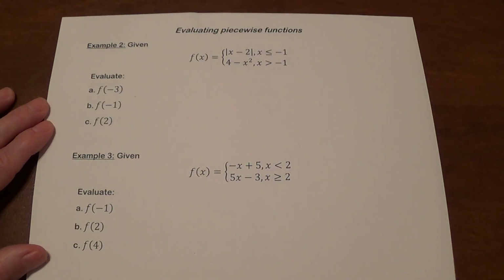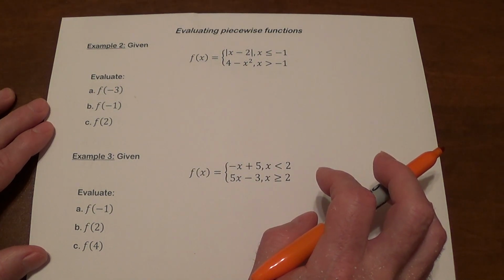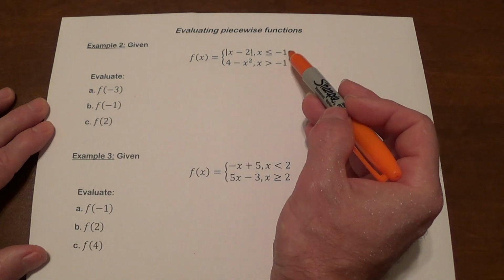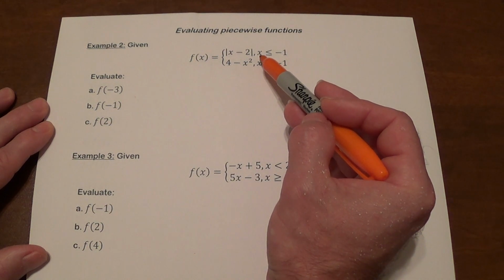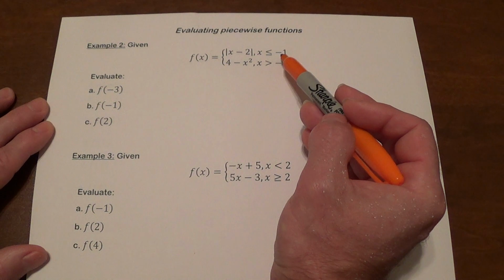Okay, next example. We're given this function here, and that's how it's defined, and we're going to do the same thing. Starting with negative 3, where is negative 3? The first equation or the second equation? Negative 3 falls on the interval where x is less than or equal to negative 1, so we're going to use the first equation.